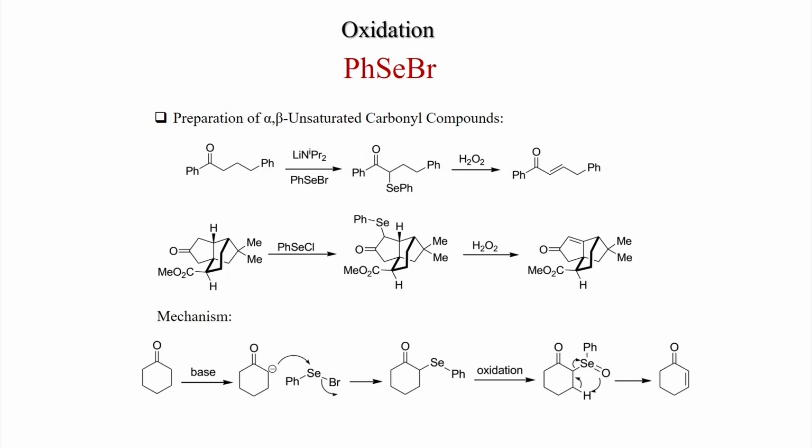So, we will discuss the mechanism here. As you can see, first the base generates an enolate, then the enolate reacts with phenyl selenium bromide to get this alpha selenium ketone. Then oxidation of selenium happens to get the selenium oxide here, and then elimination happens, the carbon-selenium bond breaks, and under this condition you get the olefin, and the byproduct is PhSeOH. This is the byproduct of this reaction.